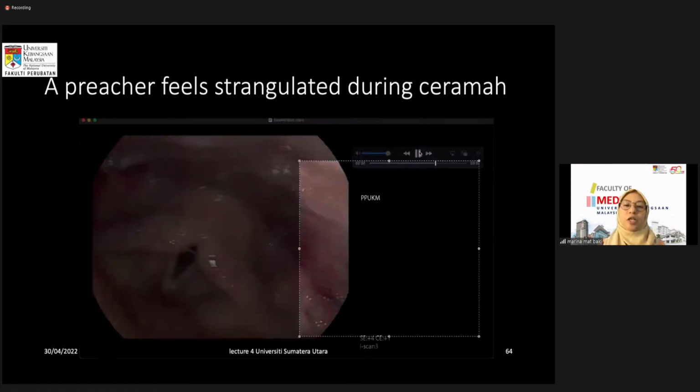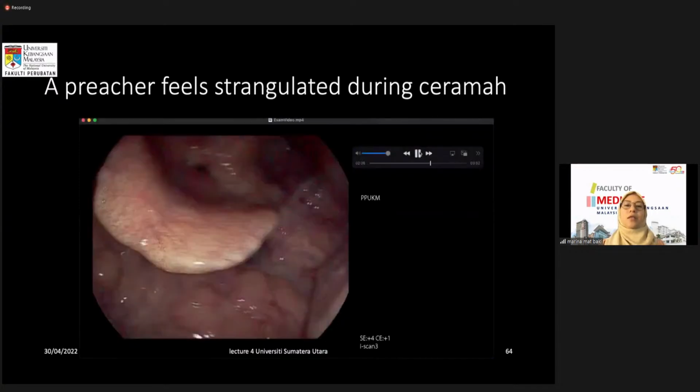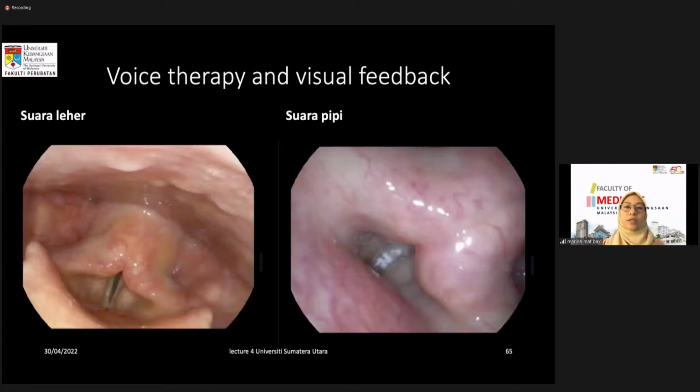So I want you to appreciate that when the vocal cords are phonating or adducting, the false cord is squeezed to the midline and impinged on the true cord. This is the reason why he feels strangulated during his talks. So then this patient is sent for voice therapy because we have ruled out any lesions on the vocal fold, and we think that this is primary muscle tension dysphonia, and you see this difference.